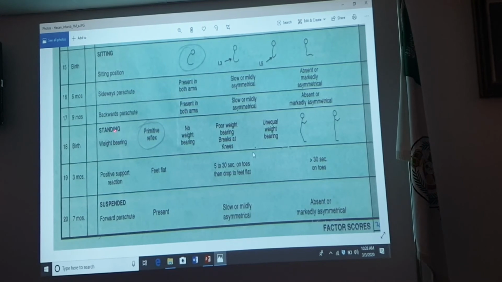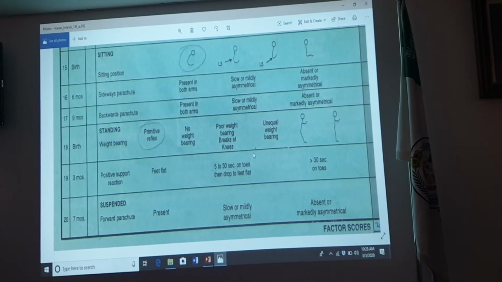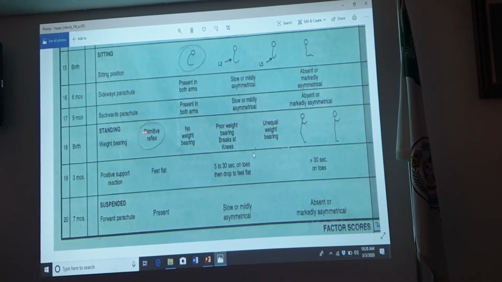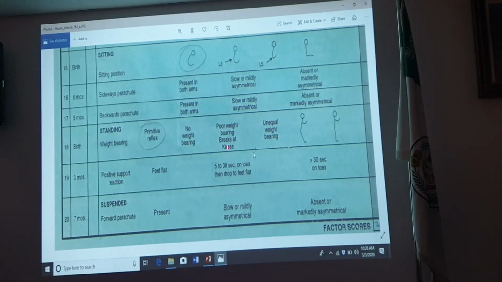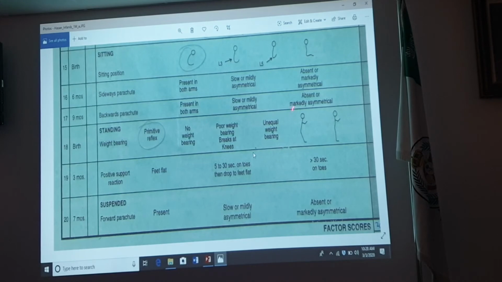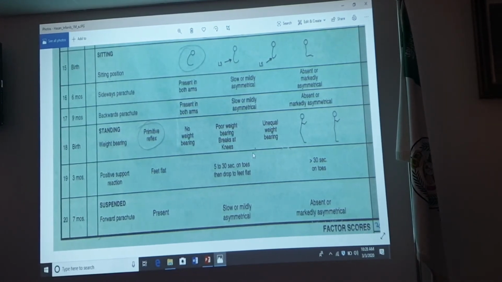Okay. Regarding standing, is this clear? Same height. Okay, standing weight bearing. You make the child stand, you see the primitive walking. Then you may see no walking, sinking, the child will bend the leg. You will see poor weight bearing, where the child bears weight and then breaks at the knee. Then you will see unequal weight bearing, where the child stands on one leg and the other leg is off. Then the child stands with this posture, and then the child stands upright. So whatever you see, you grade. Okay?